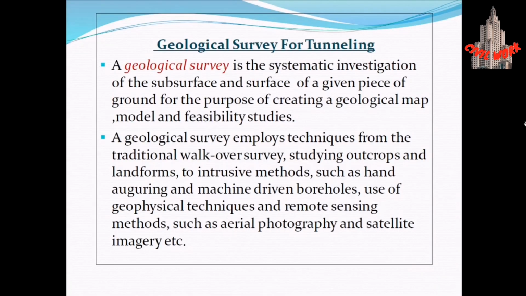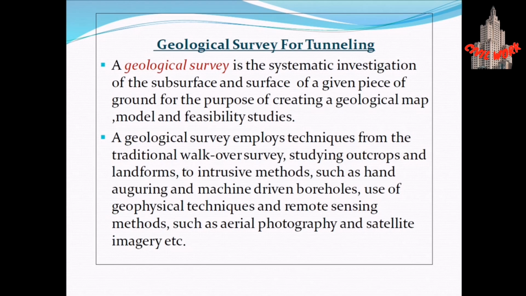Now coming towards the most important aspect, the geological survey for tunneling. A geological survey generally refers to the systematic investigation of the subsurface and the surface of a given piece of ground for the purpose of creating a geological map, model, and feasibility studies. Subsurface means the underground, and the surface means the finished floor surface.